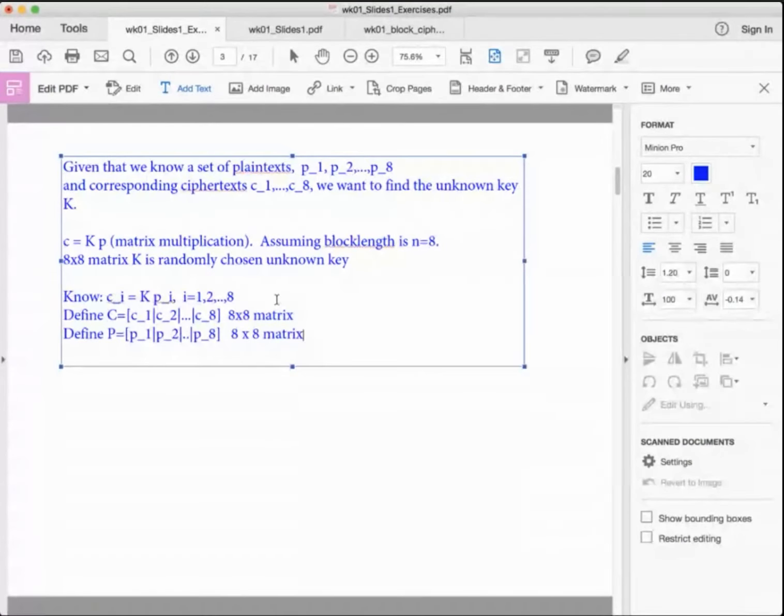Does everybody understand how you do a block matrix? You just write the columns next to each other and you end up with an 8 by 8 matrix. In the actual matrix, there are no vertical lines. It's just a way of indicating that's what I've done. Okay?